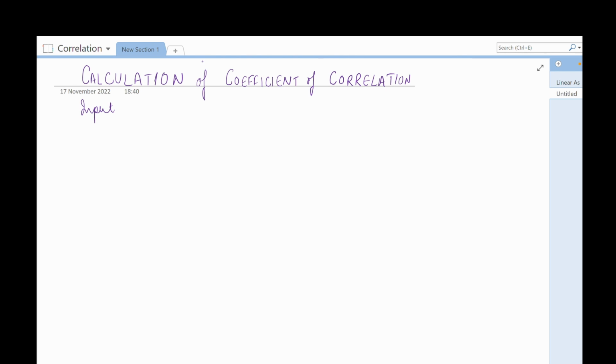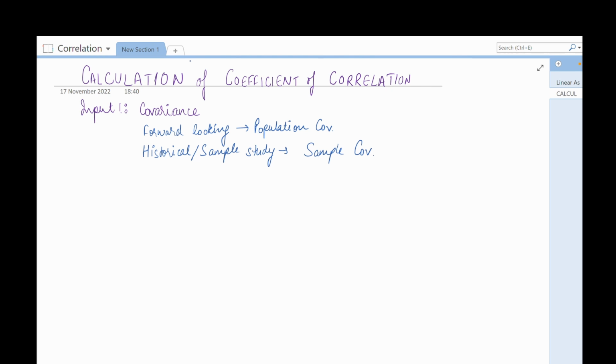For this, the first input is another measure of linear association, that is the covariance. If you want to get the coefficient of correlation for a study in a forward-looking sense, we use the population covariance. But if we want to study historical data or we want to conduct a sample study, we use sample covariance. So mostly sample covariance is used. So in today's example, I will be proceeding with sample covariance.